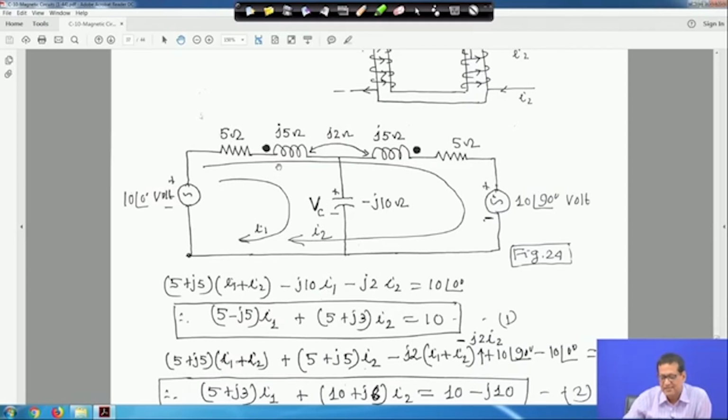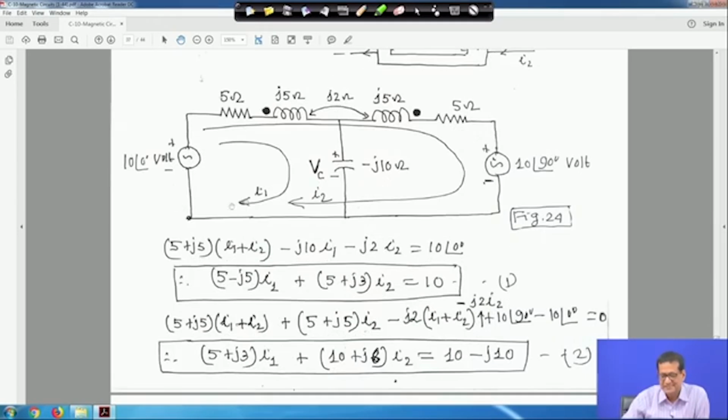Then I 1 plus I 2 is entering the dot, and I 2 is leaving the dot. So for this loop it will be minus J 2 into I 2, because in this coil the voltage induced due to I 2 will be minus J 2 into I 2, equal to 10 angle 0. This is the voltage 10. This is one equation.